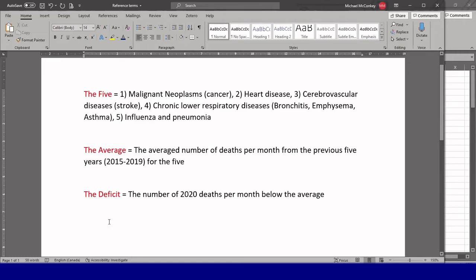And then I'm going to use the term the deficit. The deficit refers to the number of 2020 deaths per month that were below the average, right?